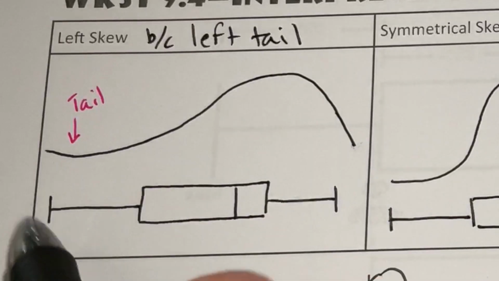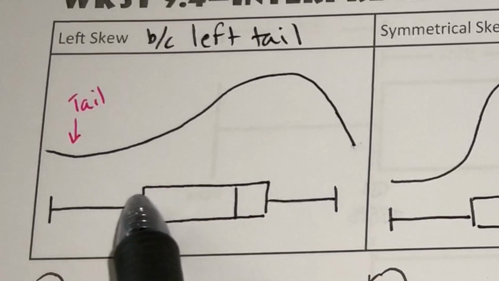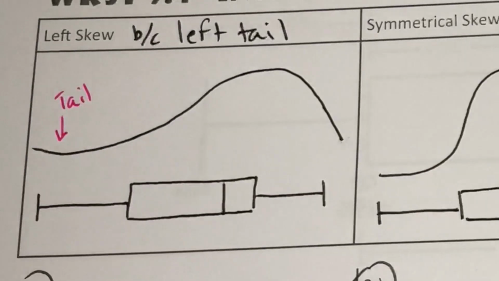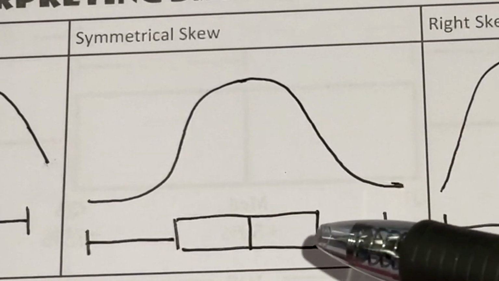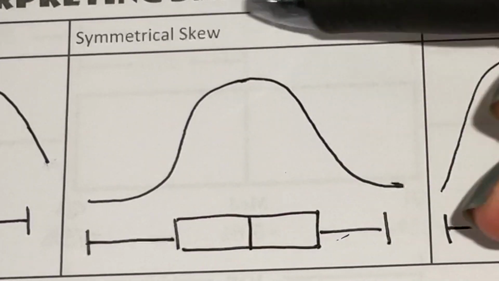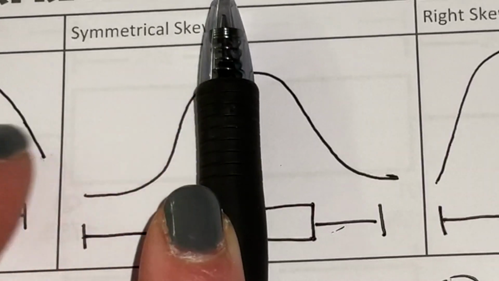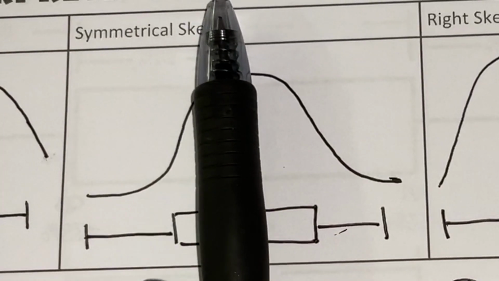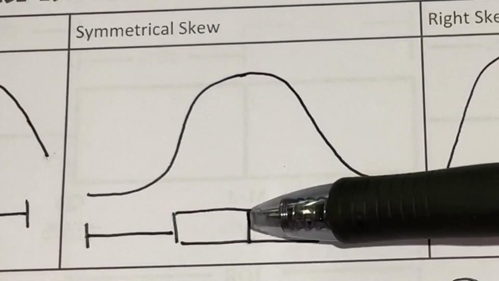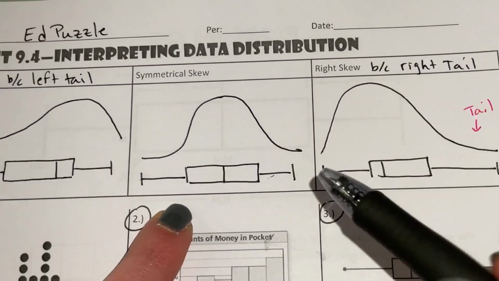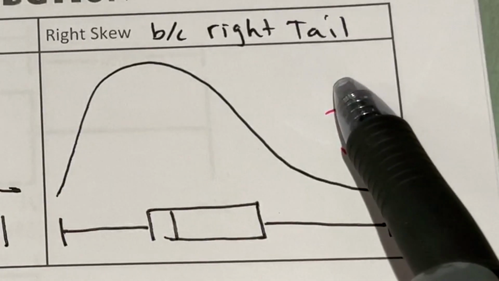And then if you have a box plot, your left tail is really long until you get to the median, which is a little bit more towards the right side. Symmetrical, everything's symmetrical. Everything's even down the middle, right? If I put my pen here on the middle, it looks pretty much the same on both sides. And the same thing happens with the box plot, where the median is more towards the middle. And then a right skew is because you have a right tail.